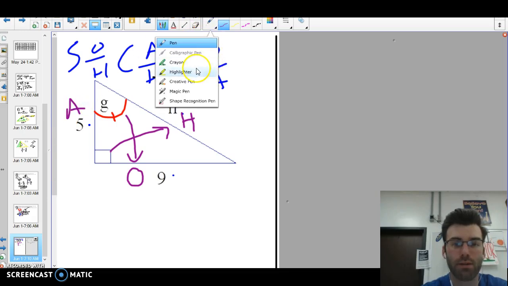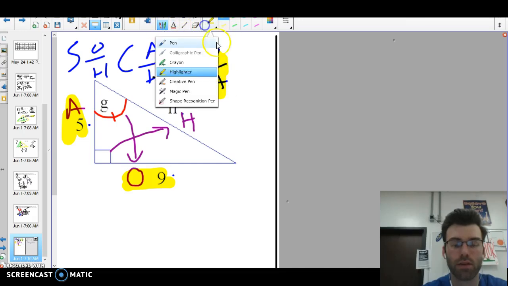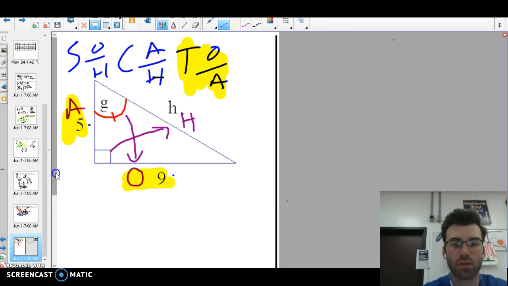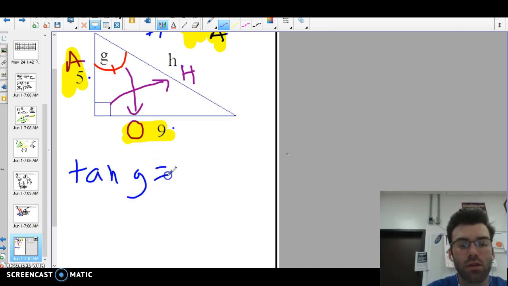So in this problem, I'm looking to solve for G, but I have O and A. So of the three, tangent is the one that uses both O and A, so that tells us we need to use the tangent function. Remember, you always take the trig of your reference angle. So tangent of G equals O over A, or 9 over 5.